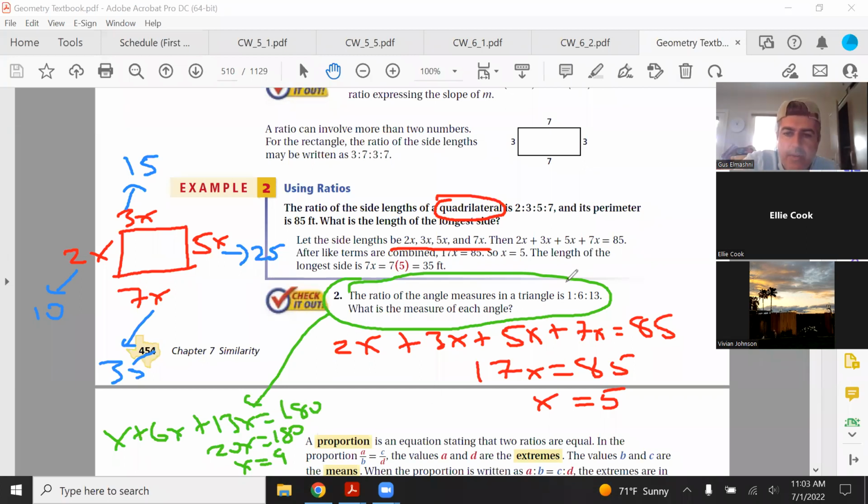So therefore, you're going to have 9, 54, and 117, because you're doing 13 times 9, which is 117. And I think that adds up correctly. Yep. 9, 54, and 117.